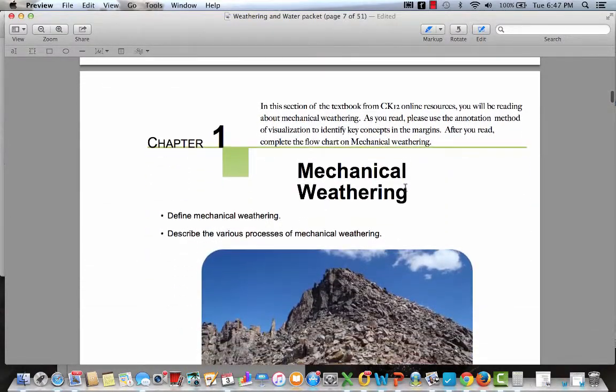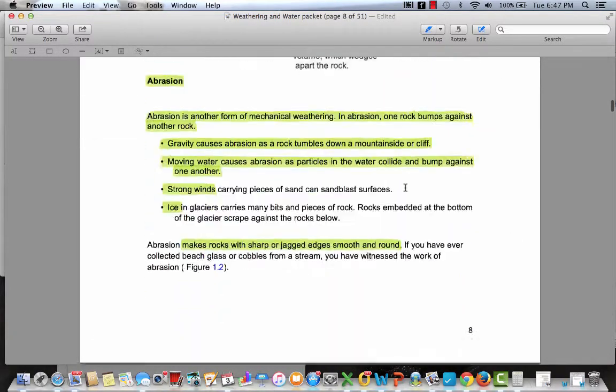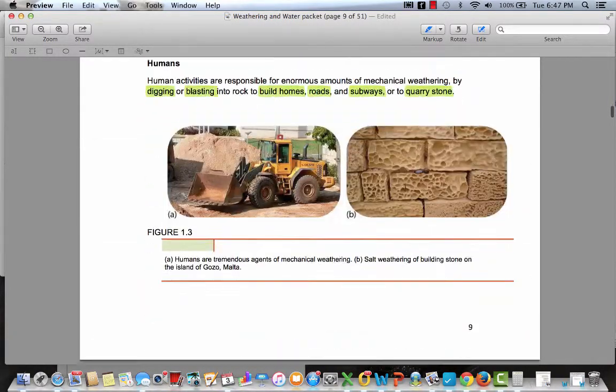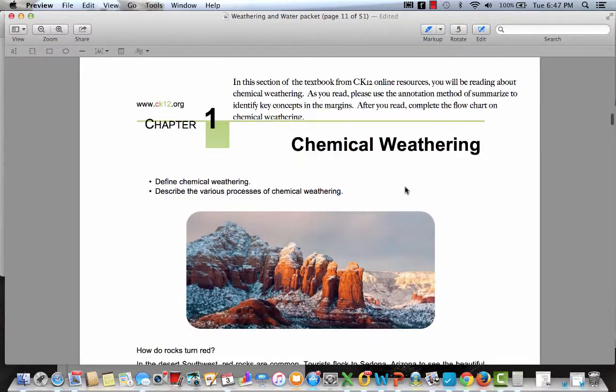Last class we talked about mechanical weathering. Today we are going to talk about its friend, chemical weathering. We are on page 11. Just like last class, in the upper right hand corner of the packet is the instructions for this. So in this section of the textbook from CK12 Online Resources, you will be reading about chemical weathering.